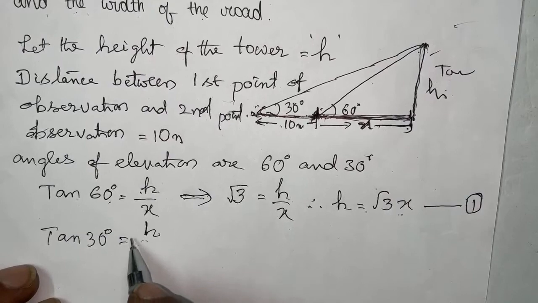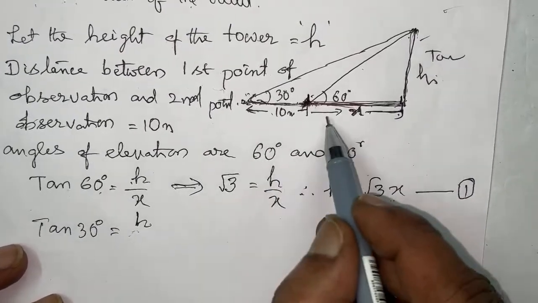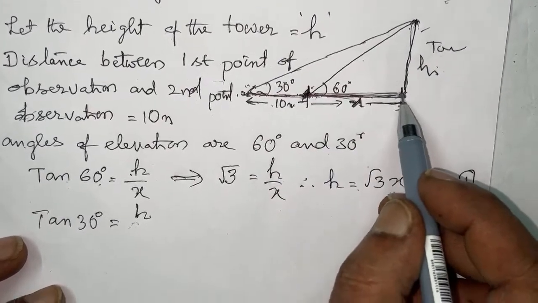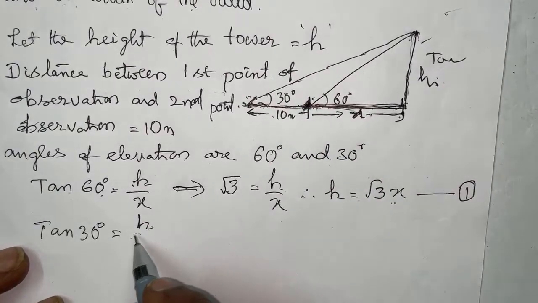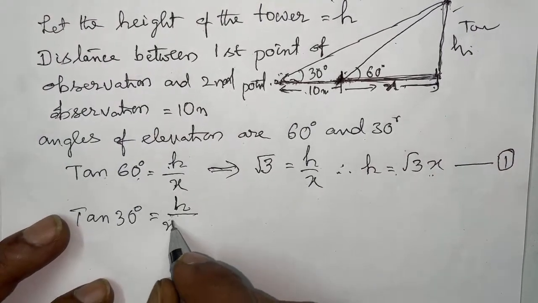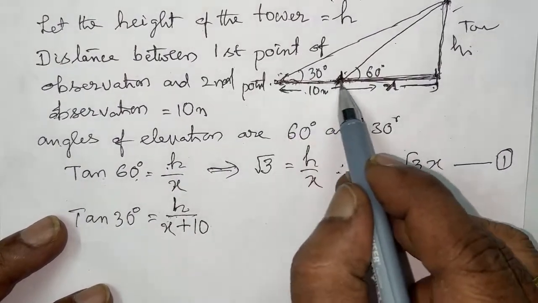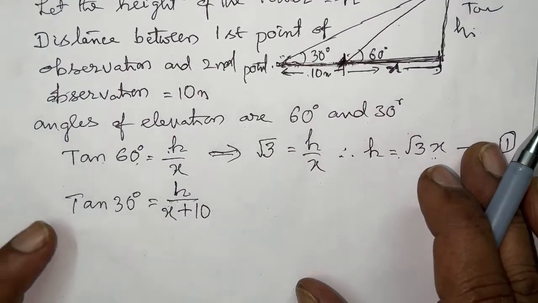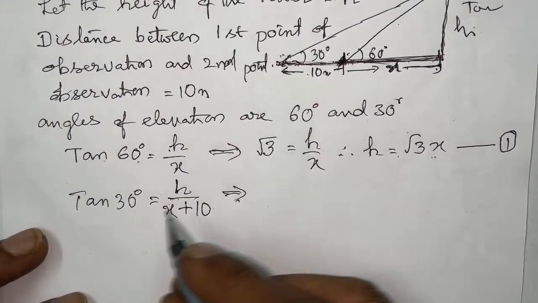But what is adjacent? Here you can see adjacent is x and 10 meters. That means the first observation point is walking 10 meters. So for that purpose, here adjacent is not just x, this is x plus 10. So x plus 10 means the total adjacent of the second observation point. Now in the second observation point, what is the value of tan 30?